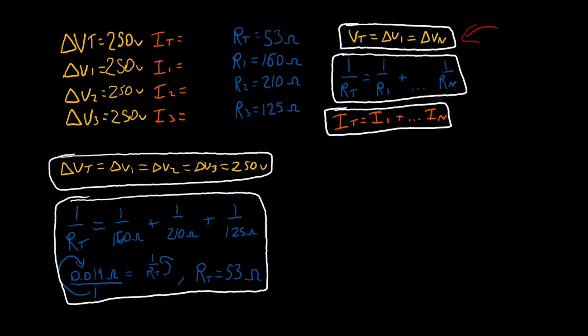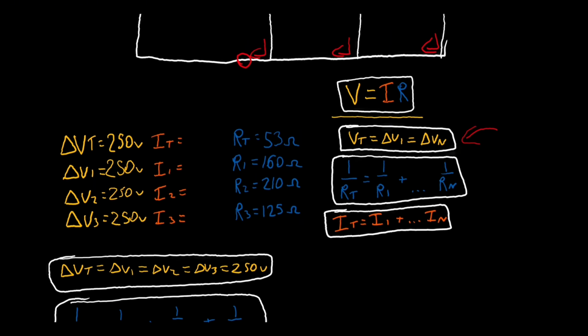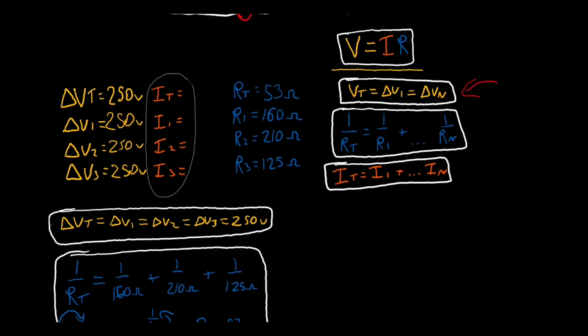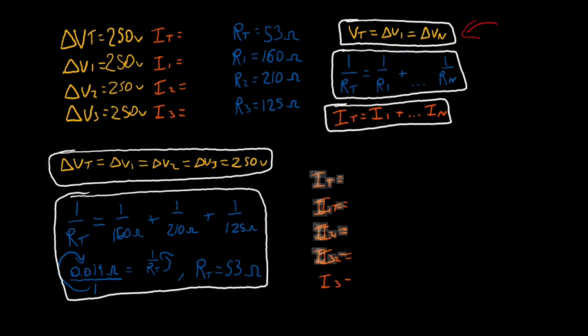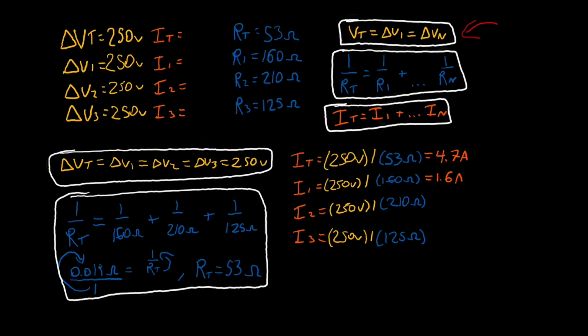All that's left is to find the currents. And going back to Ohm's law, the current equals the voltage divided by the resistance. And so each of them are 250 volts divided by their respective resistances. And so 250 volts divided by 53 ohms equals 4.7 amps for the total current. And then doing the same for the rest, I1 is 1.6 amps, I2 is 1.2 amps, and I3 is 2.0 amps.